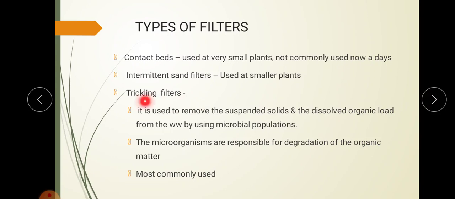Okay, so its design and specification is very important, because it is the most commonly used type of filter in biological treatment, and it is used to remove the suspended solids and dissolved organic load from the wastewater by using microbial population, and the microorganisms are responsible for degradation of organic matters. That is, in trickling filter, biological operation is taking place, that is, using microorganisms we are cleaning the water.